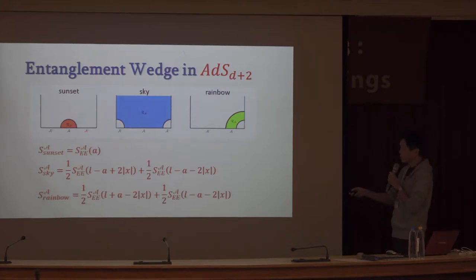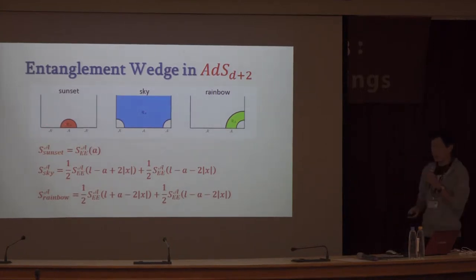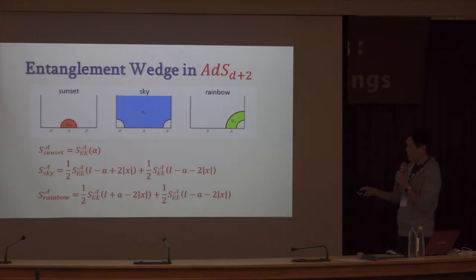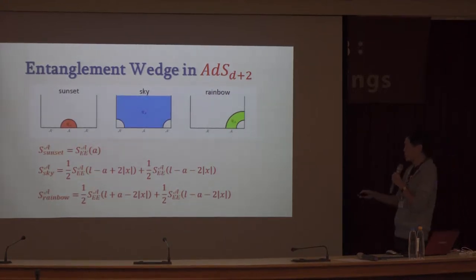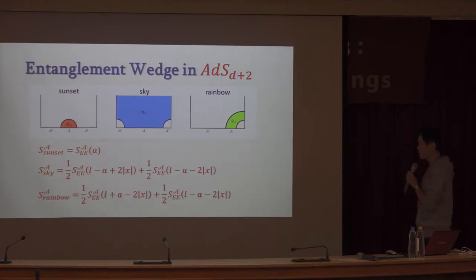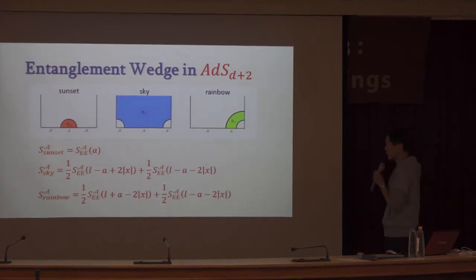And if the size of A is very large, and the edge of the region is very close to this boundary, then the minimum surface is not this anymore, but goes along another way to connect to the boundary. So we have this one. And in this case, the entanglement wedge is just the whole blue region, exactly these two columns. So we call this the sky phase.